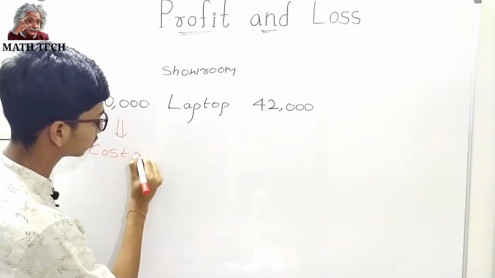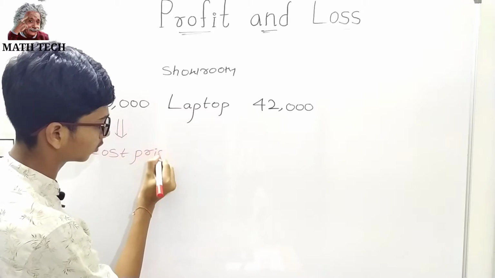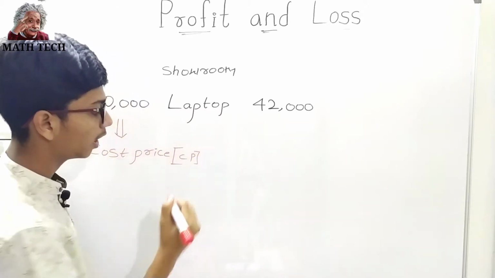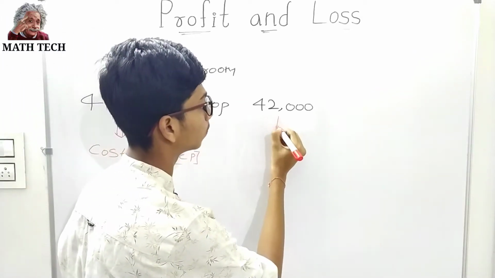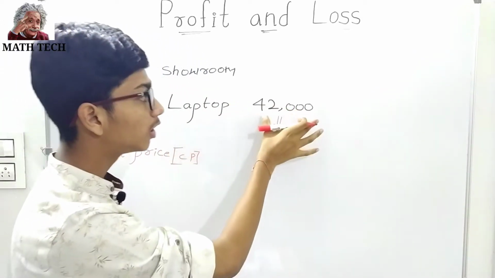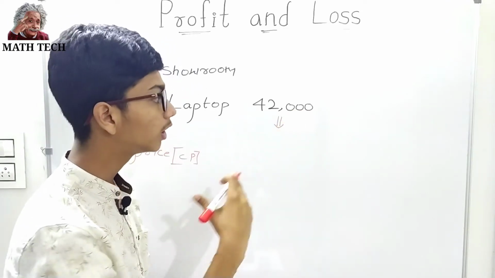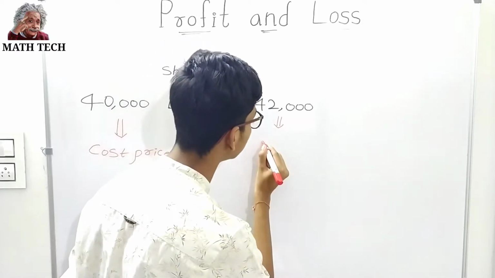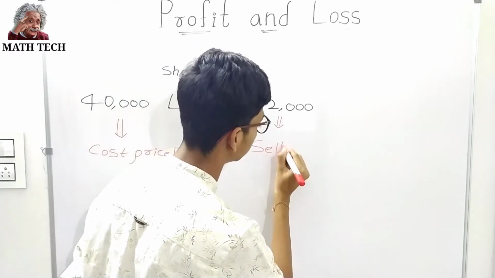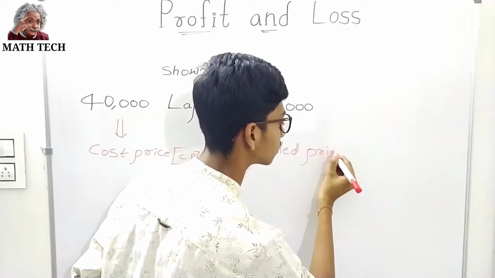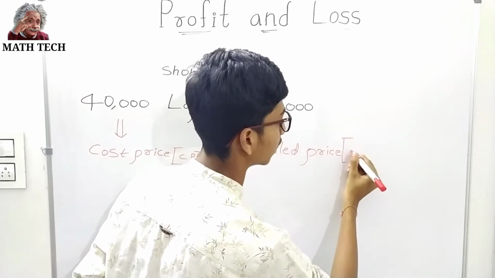Cost price, that is CP. And you have sold it for 42,000. This 42,000 is known as sold price, or SP.